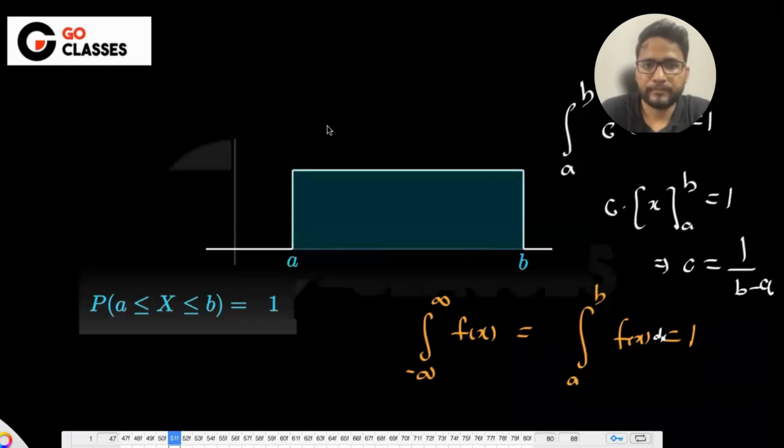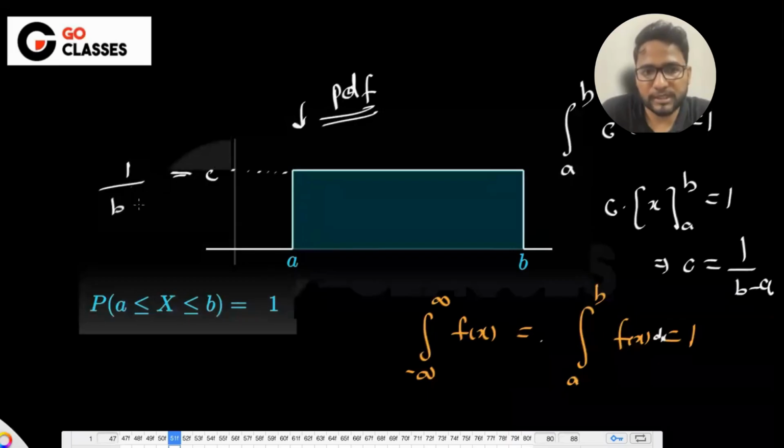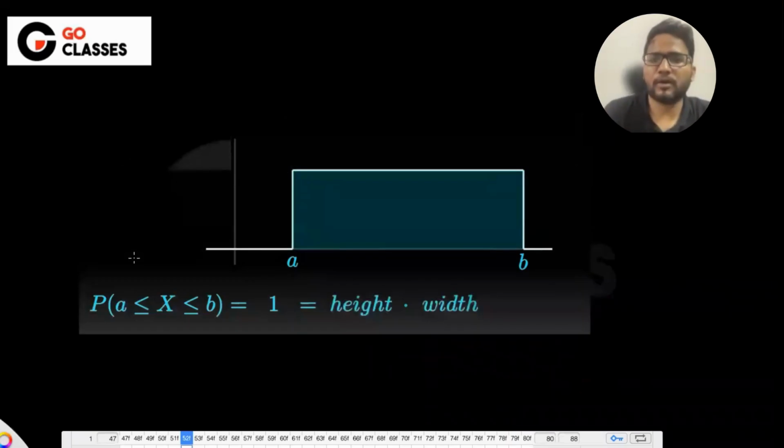Okay, now how to calculate C? You can just integrate this from A to B, and that is 1. This height is basically C, which I was interested in, because this is the same from A to B. This is the plot of the PDF, and this height is coming out to be 1 upon B minus A. That is one way to calculate this height, but another way: since it is just a rectangle, you can calculate this height, which is C.